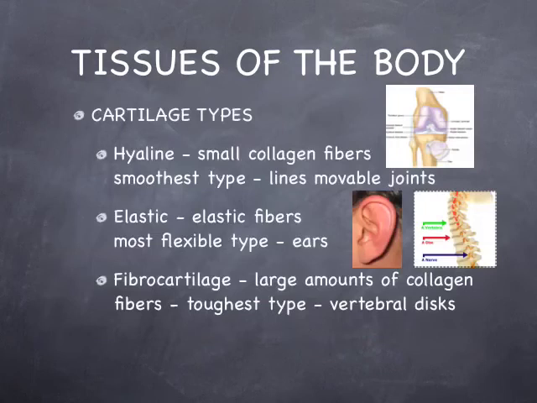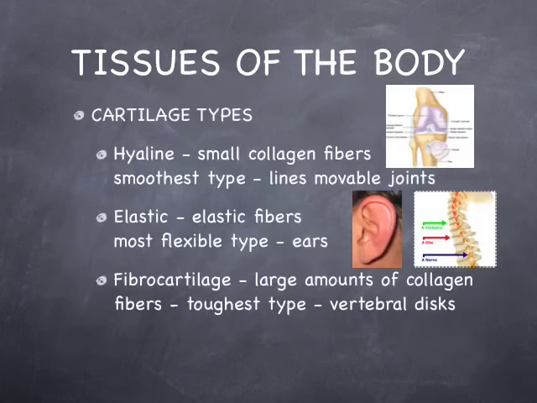Now the third type here is called fibrocartilage. Since we put elastic in one type, guess what we put in here? Large amounts of collagen. This is the strongest, toughest type of cartilage. Your body uses this when it needs to have something flexible, but it needs that to be strong. And the best example here are the discs that are located between the vertebra of your back.